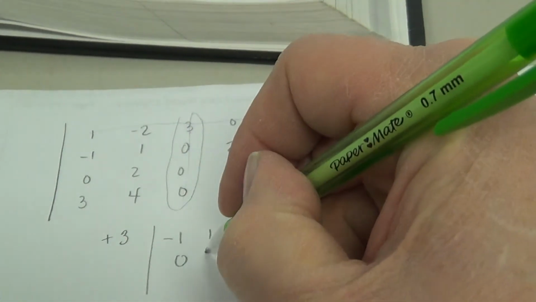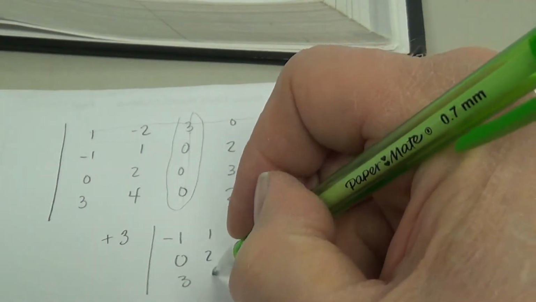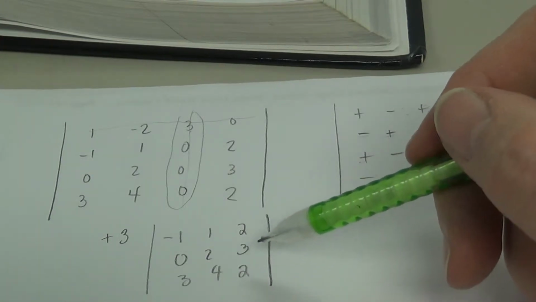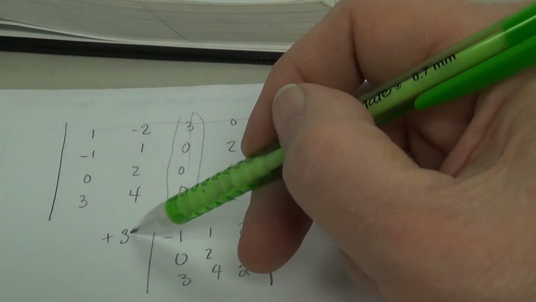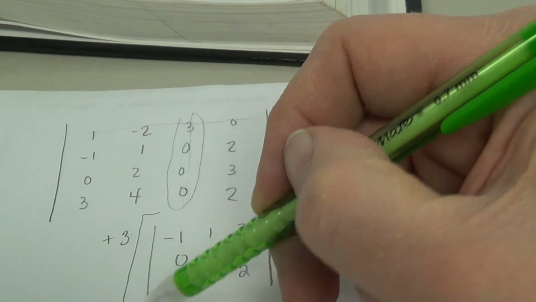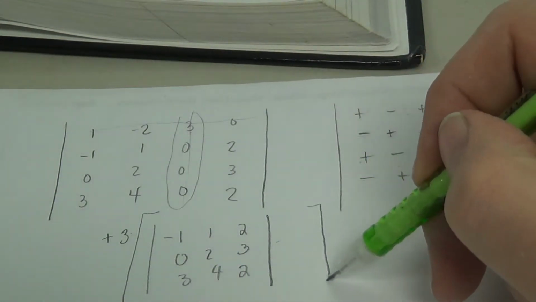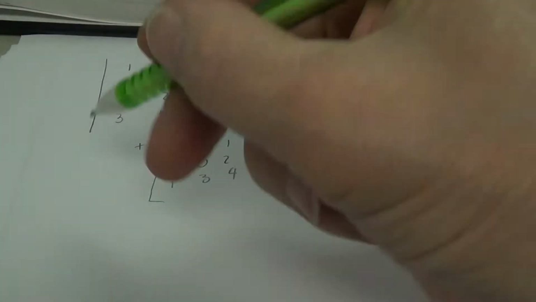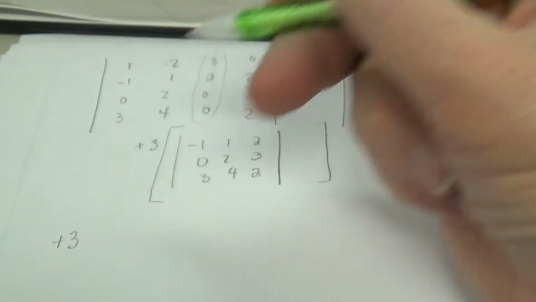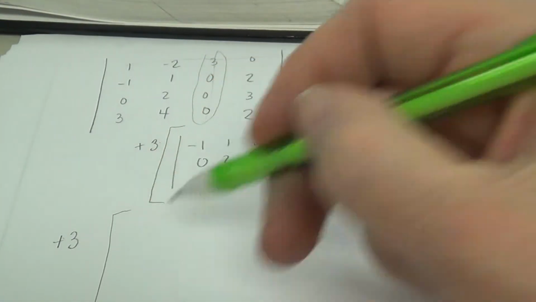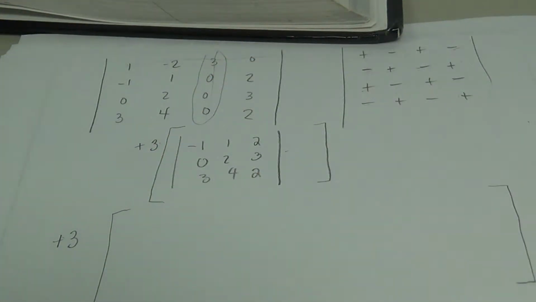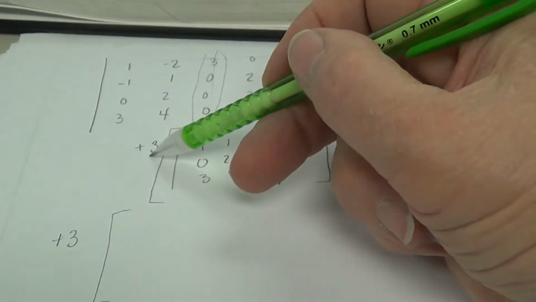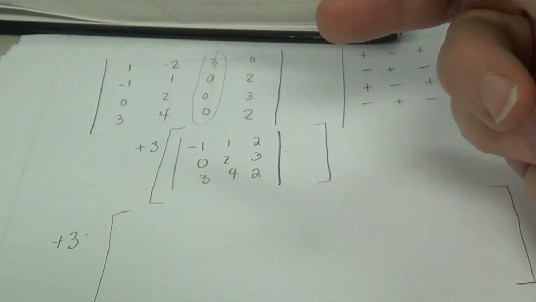negative 1, 1, 2, 0, 2, 3, 3, 4, 2. And I'm going to find the determinant of that, similar to what you just saw. So that 3 is going to be multiplied in the end. So I'm going to leave it outside of my work for now. I'm going to put a plus 3 to try to remember it in this big bracket where the rest of my work's going to appear. So at the end, whatever I get from inside the bracket, I have to remember to draw that 3 and end with multiplying by it.